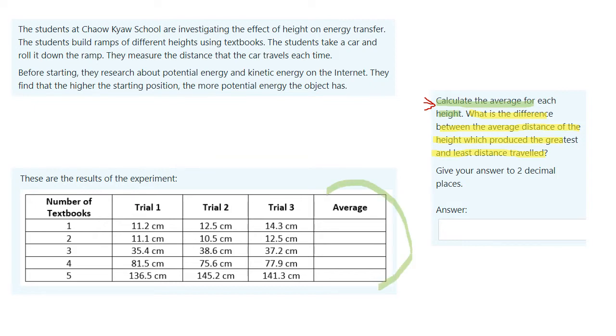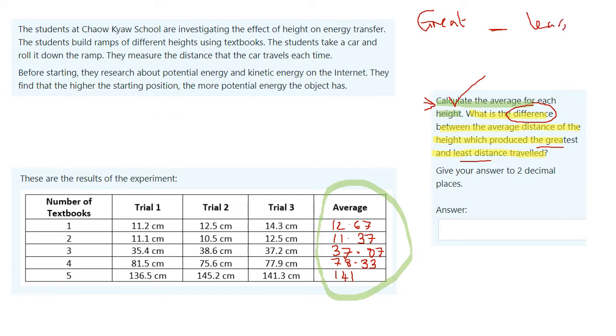So we have a column at the end. We calculate the average by adding together and dividing by 3. So I've calculated the average for each of the heights for 1 textbook, 2, 3, 4, and 5. So that's the first step done. Then we say, what is the difference? So the difference means to subtract the greatest and the least average distance traveled.